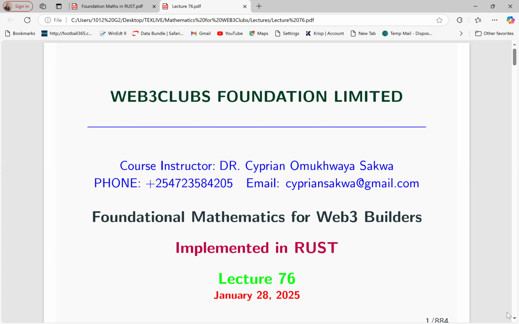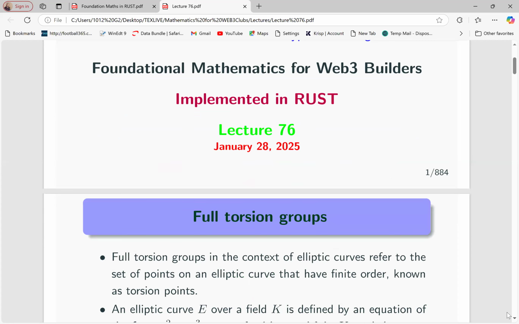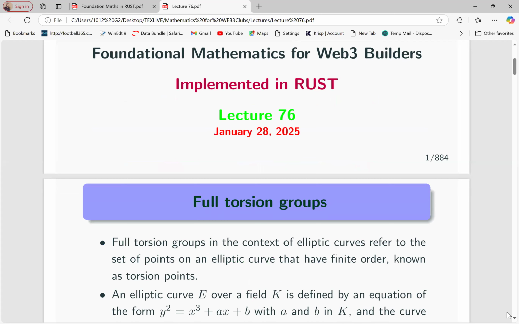So we want to look at the notion of torsion groups. So the full torsion groups and the R torsion groups is what we'll be looking at today. Just to know what torsion groups are, and if you're given an elliptic curve, how to come up with the torsion groups. So that's what we'll be looking at.